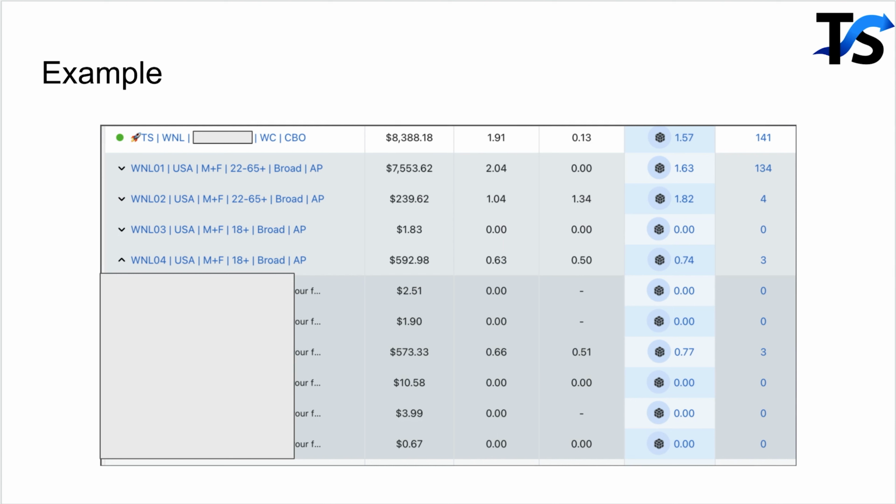Now, for this particular test right here, what we did is we have our main ad set, WNL1, USA, male plus female, 22 to 65, broad. I duplicated that to make WNL2. Inside of WNL2, I introduced new ads into the account, okay?